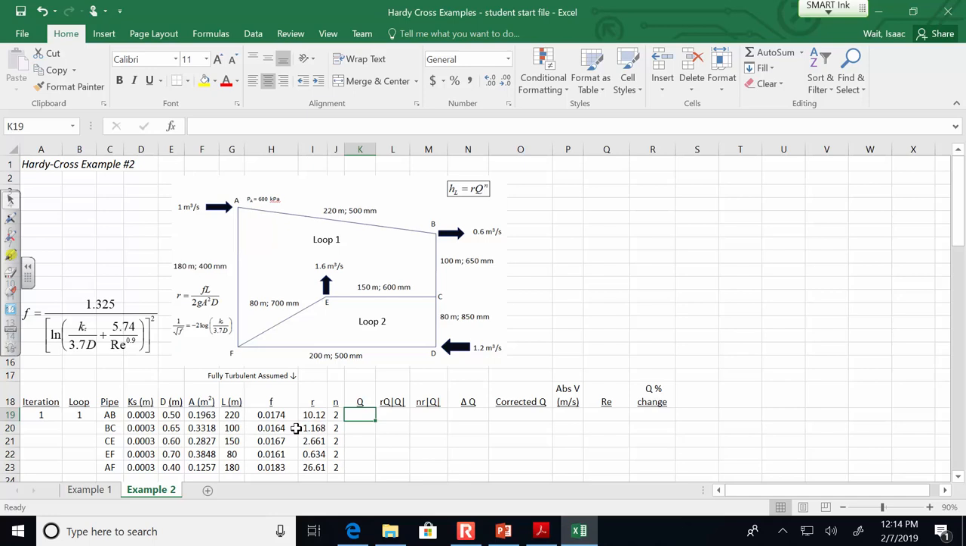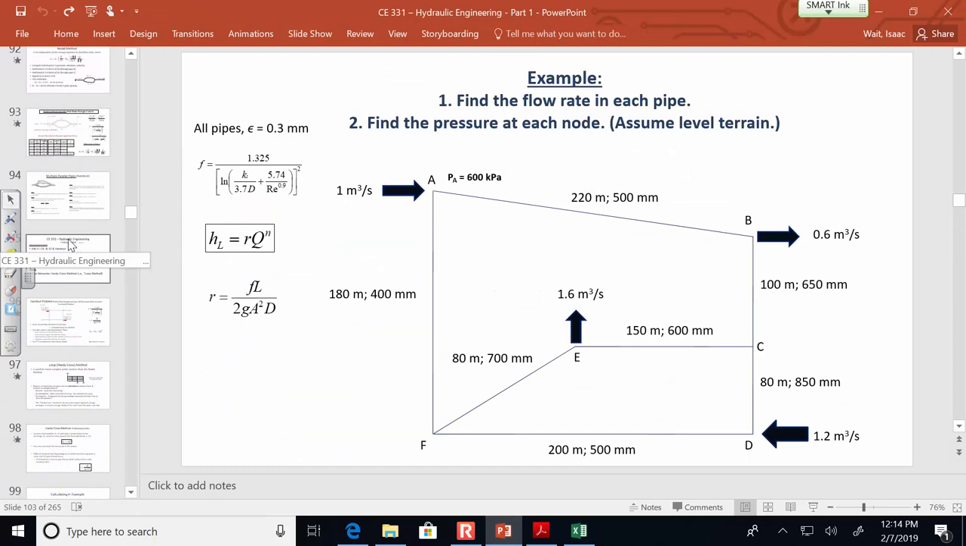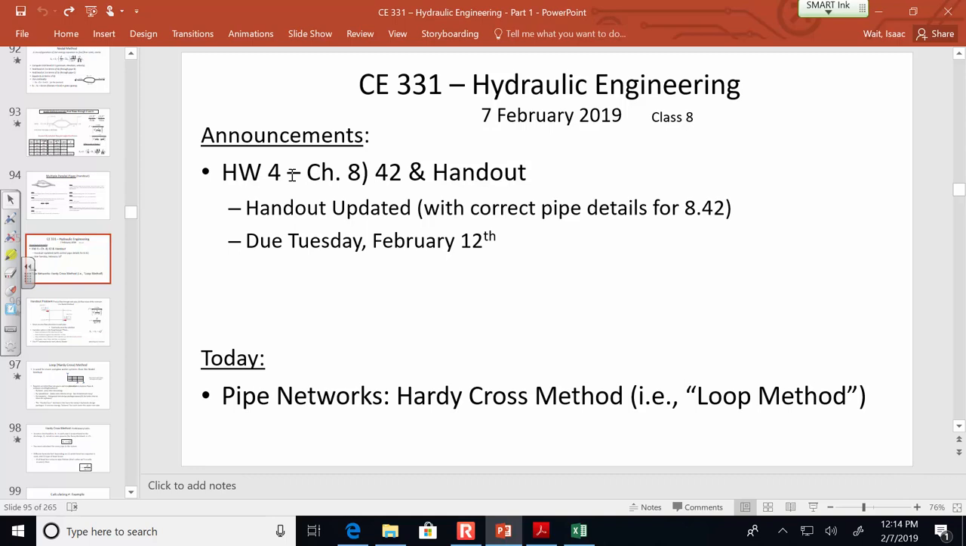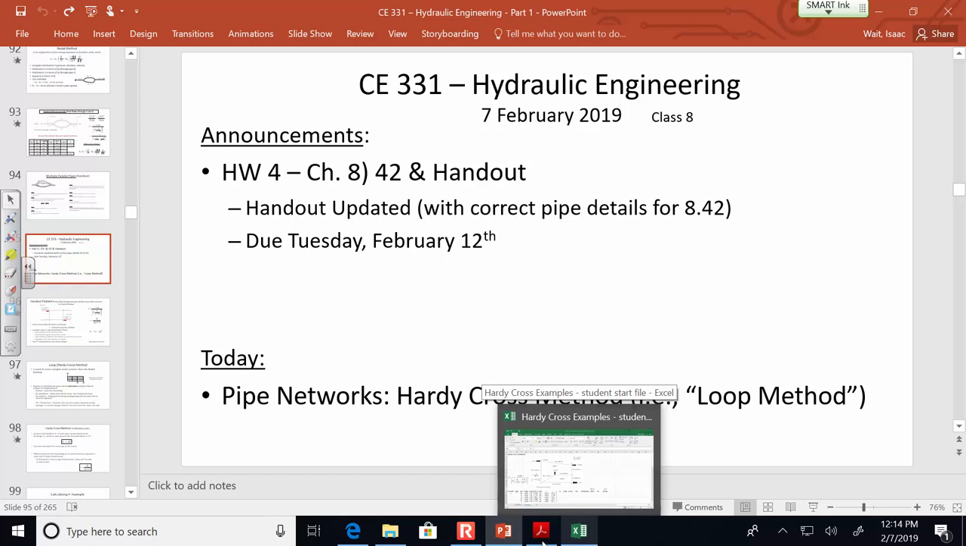So let's just revisit where we're at. Homework 4 does not include what we've done today. Homework 4 does not include the Hardy Cross method. So you already have everything you need to solve those two nodal method problems. That's due on Tuesday, and then on Tuesday we'll continue this example and finish it up so that you've got two solid working examples for the Hardy Cross equation. That's it for today. I'll see you next time.